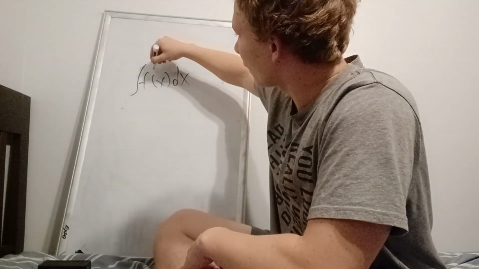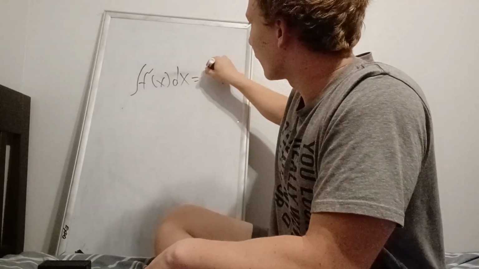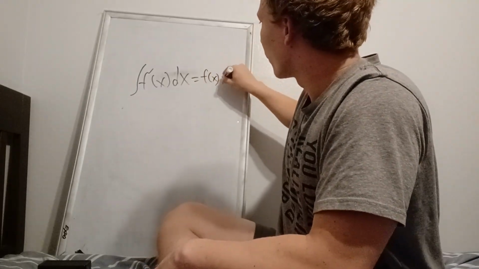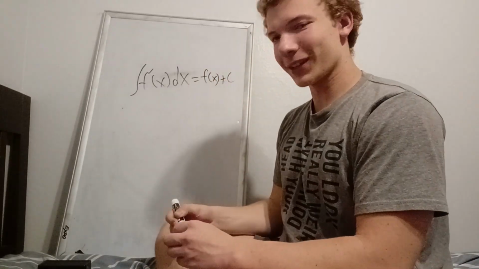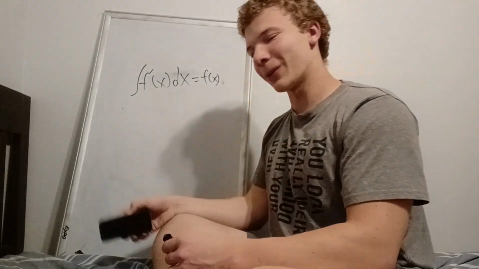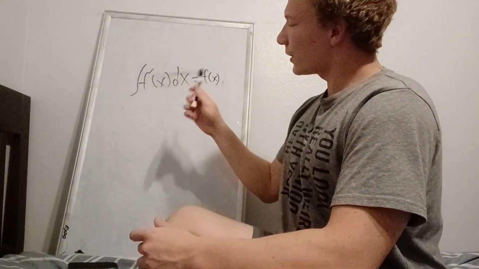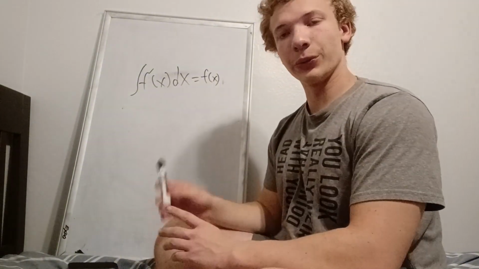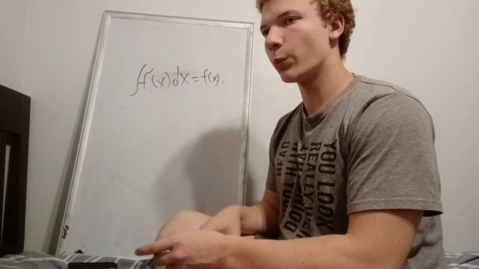However, if you take the integral of f prime of x, you will get f of x back, well, plus c, but that's the constant of integration. We won't talk about that quite yet, but just know that's very important. If you integrate the derivative of a function, you get the original function.